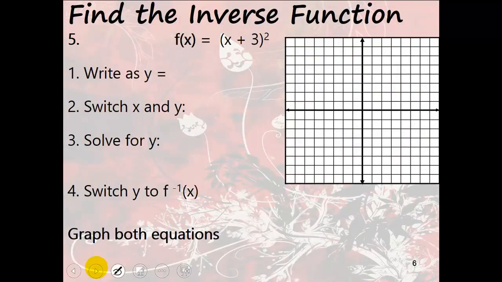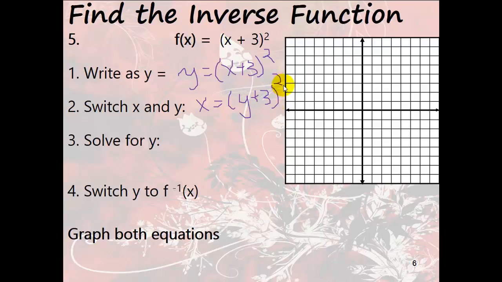Now we're going to do one that's with a squared, but it's the same process. You just have to think through how do you undo a square. So we're going to write it as y equals x plus 3 squared. Then we're going to switch our x's and y's. Then I'm going to solve for y.